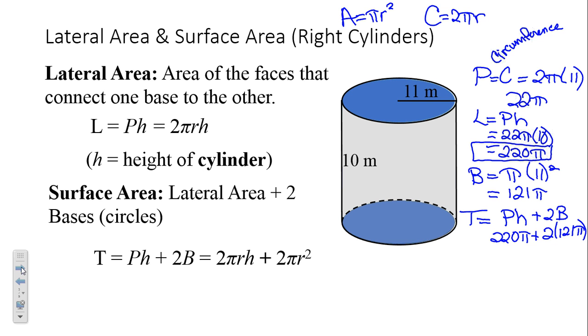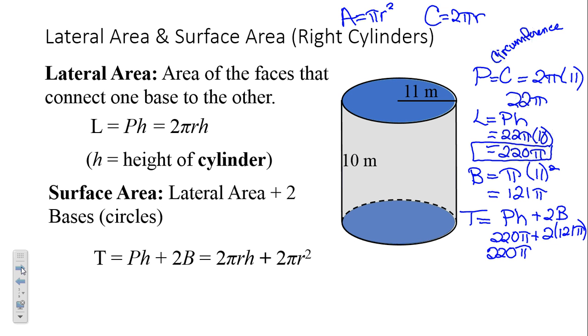Pi times 11 squared. For the P, the answer would be 22 pi. That's just 22 pi. So you leave the pi in. You can leave the pi in. You don't have to. If you prefer to write it out, to multiply it out, you can. So now 220 pi.